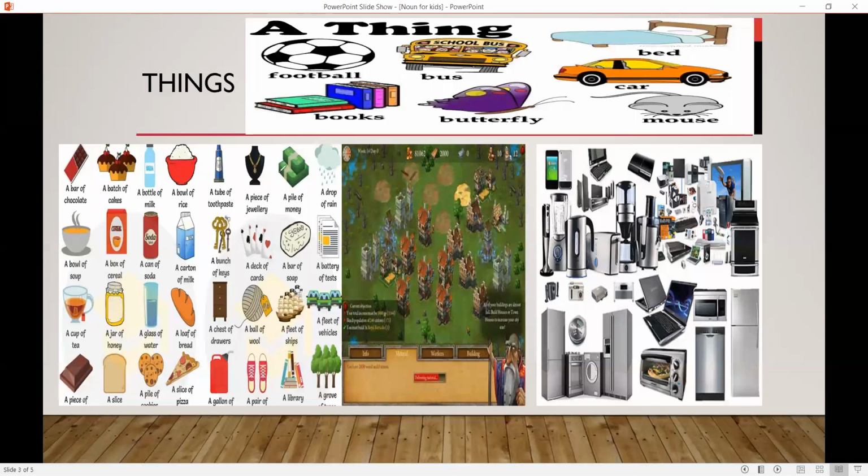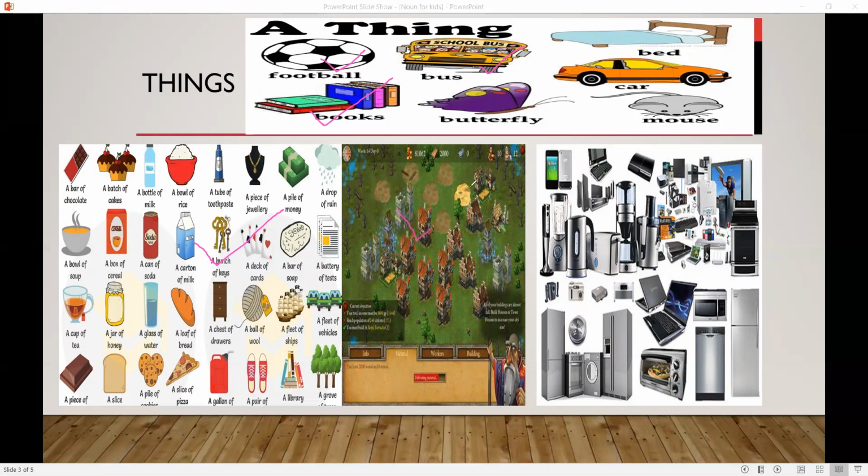These are the things which you are seeing on the screen: the gaming tools, the reading books, vehicles, animal vehicles, eateries, chocolate, soup, tea, milk, cakes, cereal, honey, bread. These are the names of things, eateries. So eateries which you find in a bakery or at your home, you cook or you buy them, these are the names. These are the nouns.